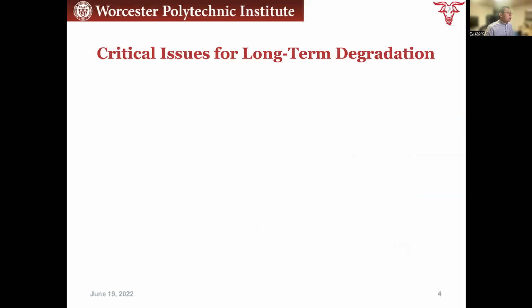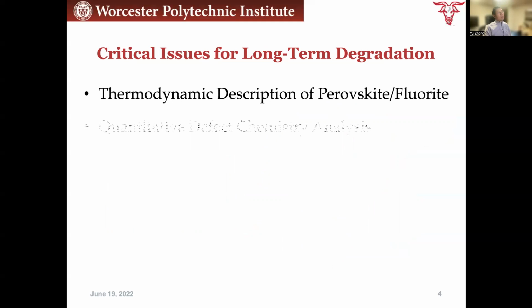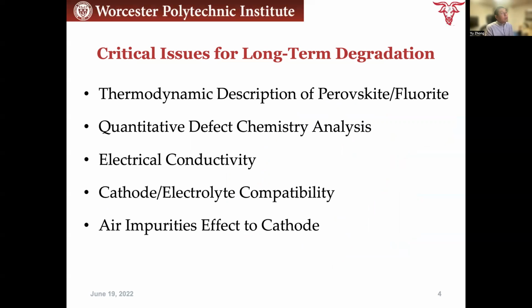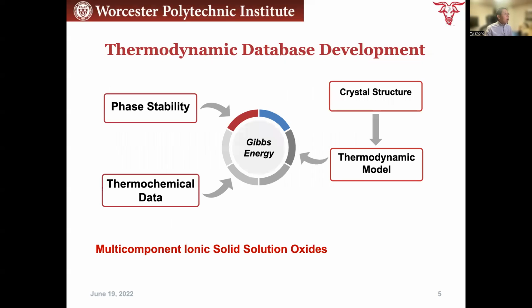Okay, so here I listed the critical issues for the long-term degradation. Essentially, this is what we have done to figure this out. We have figured out how to develop the thermodynamic database, how to do the quantitative defect chemistry analysis, how to predict the electrical conductivity, the cathode electrolyte compatibility, the air impurity effect on the cathode, and a lot of other things. So in today's talk, it is very brief. I hope I can describe the main issues to you at a very high level.